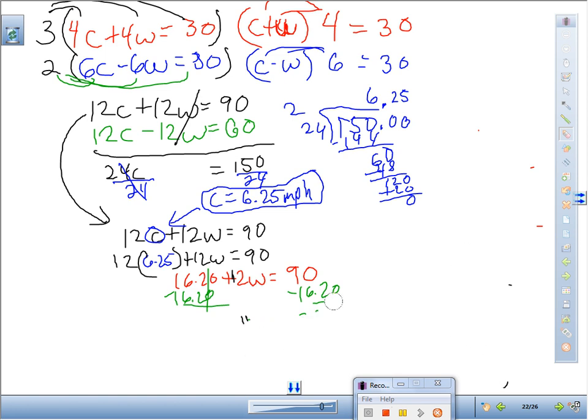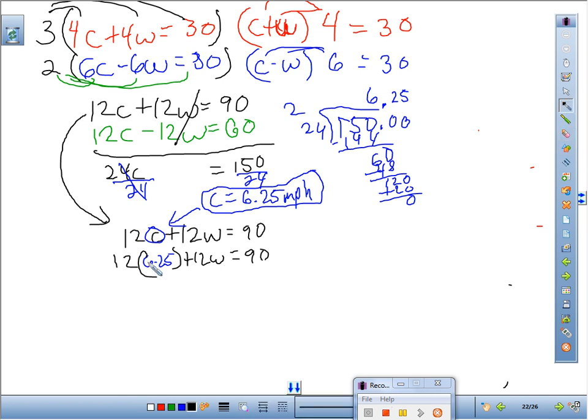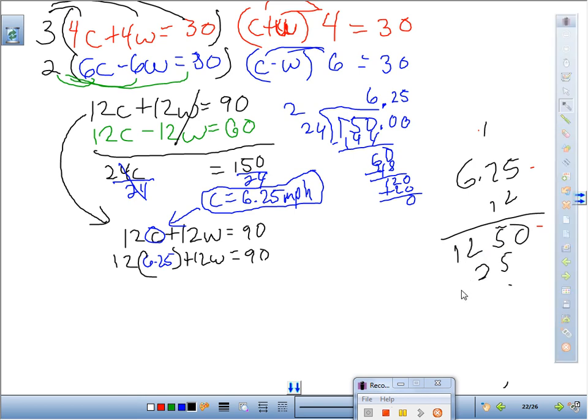And then it turns out big. Okay, I'm going to do this one again. 6.25 times 12. 2 decimal places. That's 75. That was a mistake right there. Plus 12W equals 90. Subtract 75.